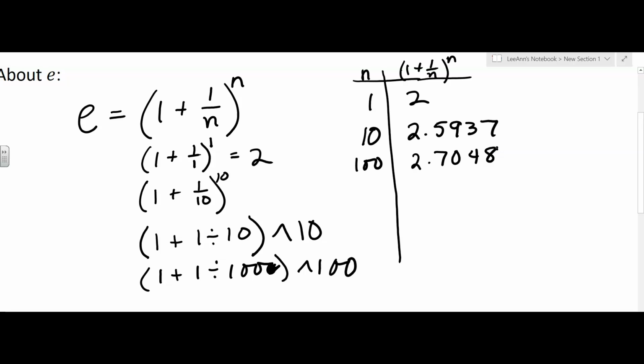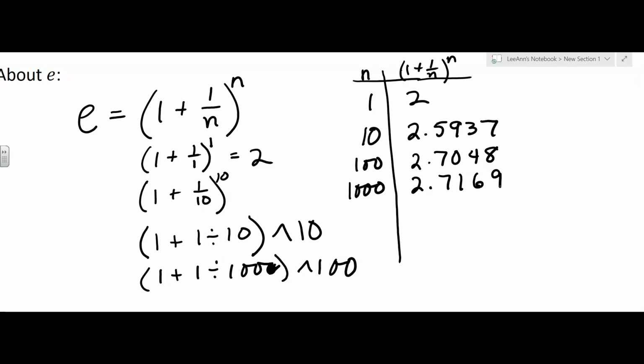Okay, now put in 1,000. So I won't write it out, but you can do it. 1 plus 1 divided by 1,000 to the power of 1,000. And so when I put in 1,000, I get 2.7169. All right, now let's put in 1,000,000.